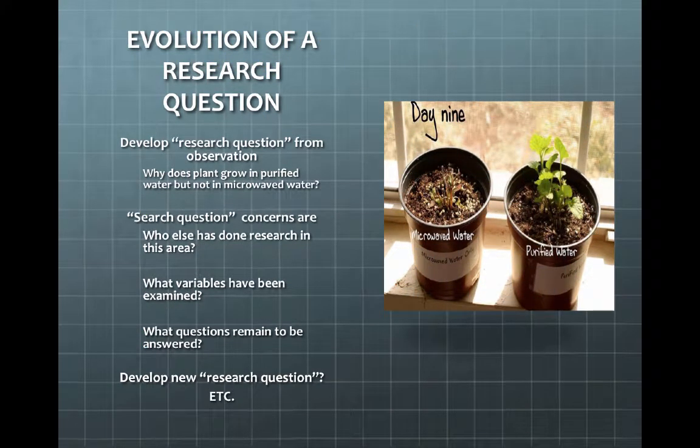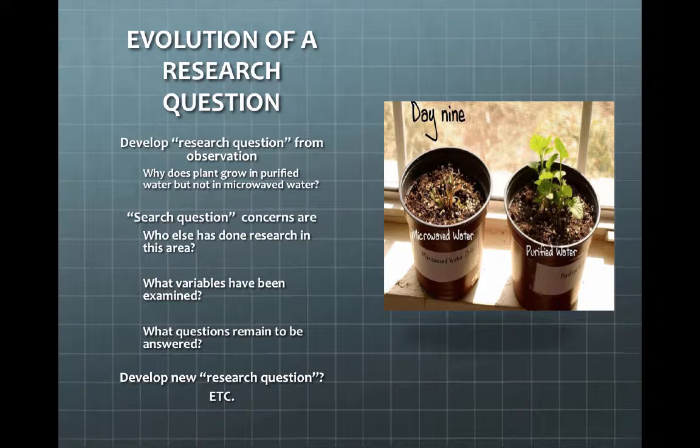And to begin, I'd like to first discuss the research question, and I've got here in the picture the results of an experiment, a simple experiment. There was a plant that was treated with purified water, and it's doing quite well. And then there was a plant that was treated with microwaved water, and it is not doing well. It's alive, it looks like, but not very much so. So the research question that could be developed from this observation is, why does the plant grow in purified water but not in microwave water?